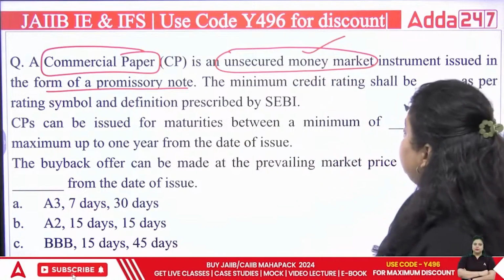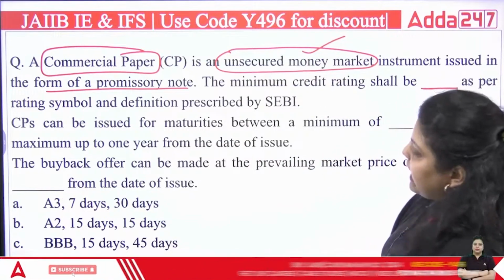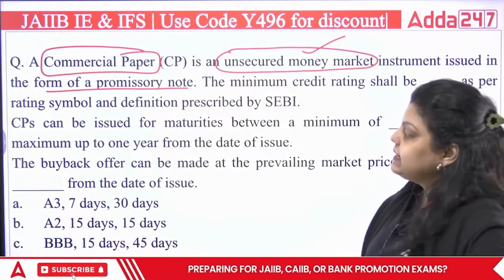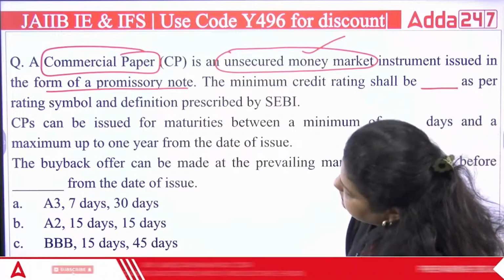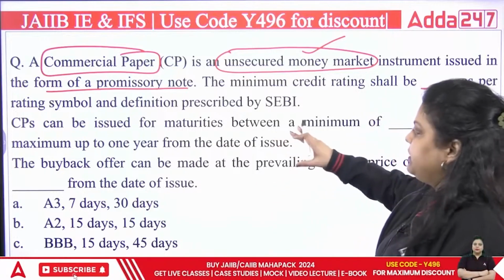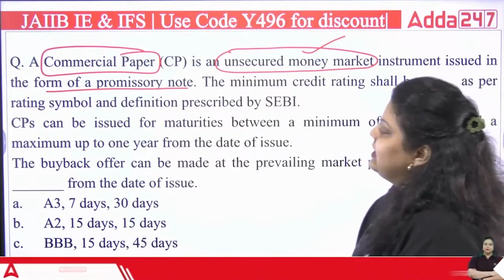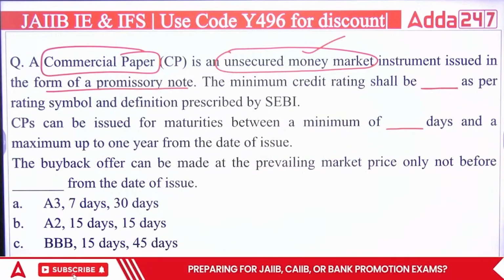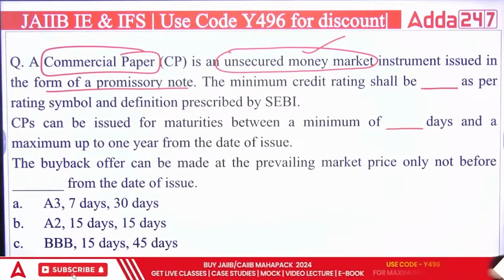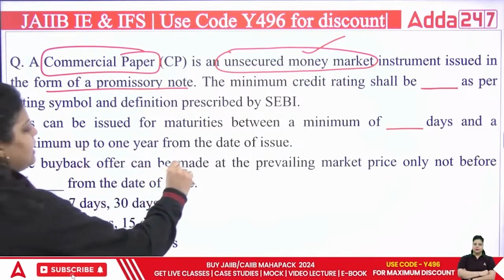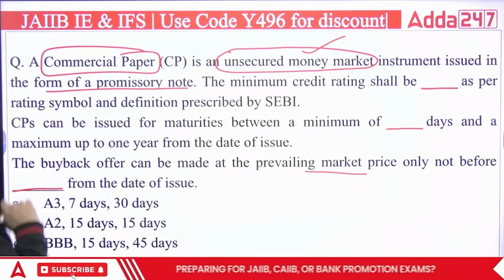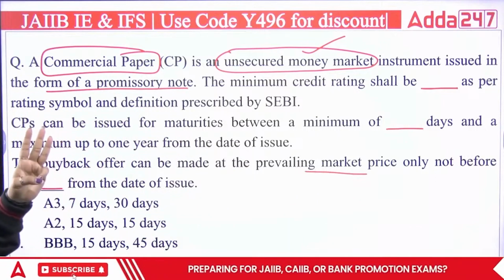So commercial papers are issued by corporates, and that's why it is known as the unsecured instrument of the money market. The minimum credit rating shall be dash as per the rating symbol and definition prescribed by SEBI. Second statement: CPs can be issued for maturity between a minimum of dash days and a maximum of up to 1 year from the date of issue. The third: the buyback offer can be made at a prevailing market price only, not before dash from the date of issue. So you have three fill-in-the-blanks here.